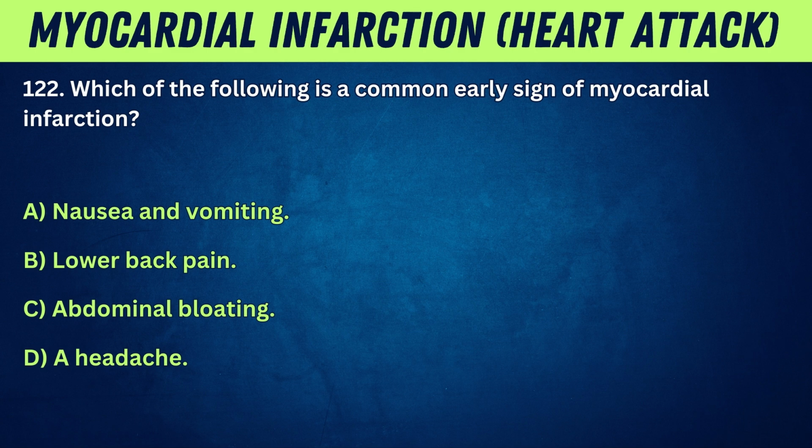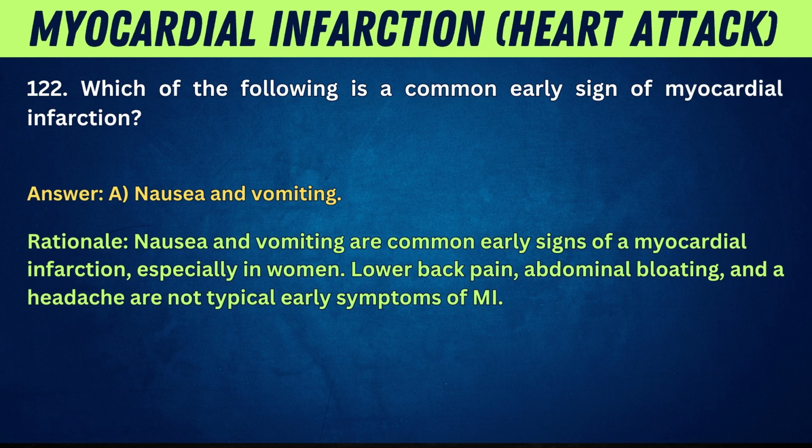122. Which of the following is a common early sign of myocardial infarction? A. Nausea and vomiting. B. Lower back pain. C. Abdominal bloating. D. A headache. Answer: A. Nausea and vomiting. Rationale: Nausea and vomiting are common early signs of a myocardial infarction, especially in women. Lower back pain, abdominal bloating, and a headache are not typical early symptoms of MI.